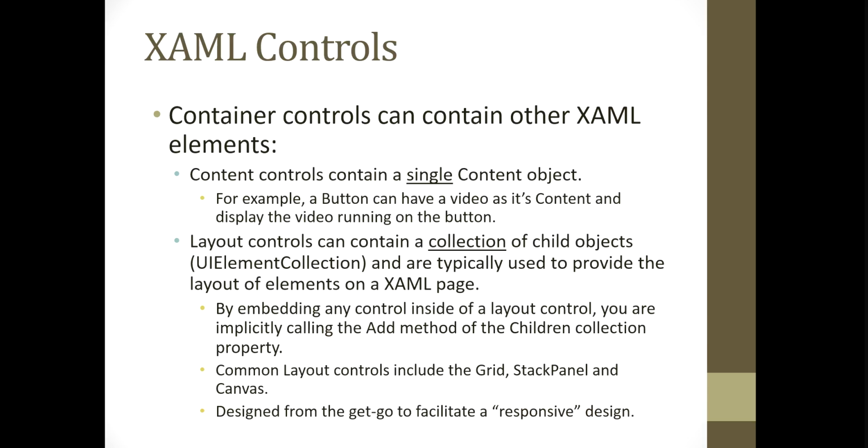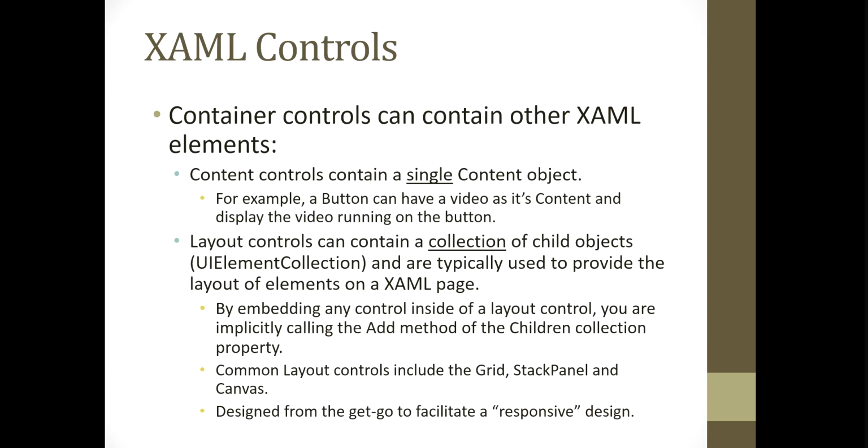Now there are two families or classes of container controls in XAML. Content controls contain a single content object. The obvious one we've talked about before is the button. I gave the example that a button's content could be anything we want. It could be a video file that's playing, the movie playing on the button itself. So content objects are very powerful. Any kind of object you can create can fit as the content of the object itself, but you only get one. It's a single content object.